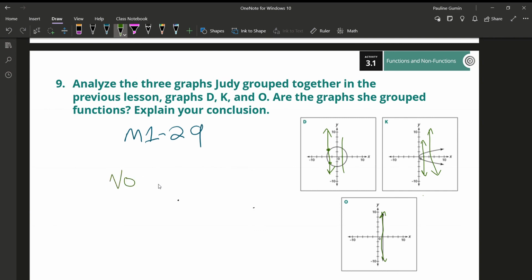No, failed. Vertical, oh man, I forgot my E. Failed vertical line test.